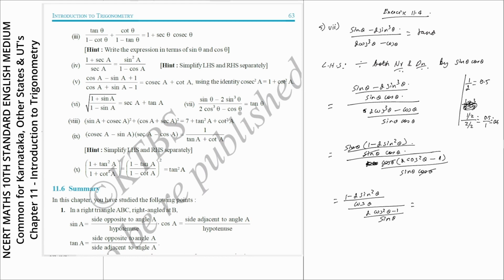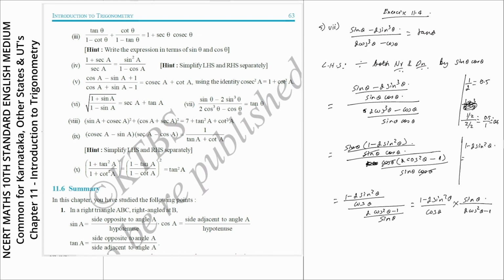Now this I can write as, first the numerator I'll write as it is, 1 minus 2 sin square theta by cos theta. The denominator term I'll shift to the numerator. When I shift it to the numerator, it becomes reverse, that means sin theta will come in the numerator and 2 cos square theta will come to the denominator. Now in the numerator you can see that 1 minus 2 sin square theta is there.